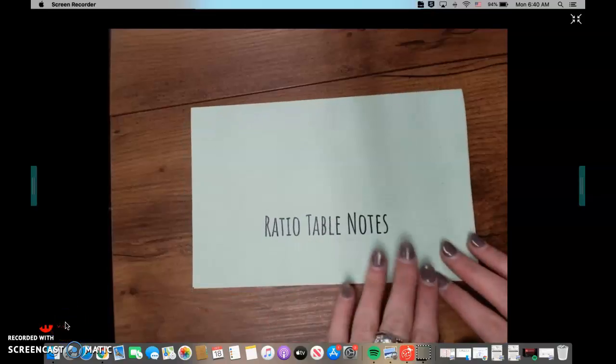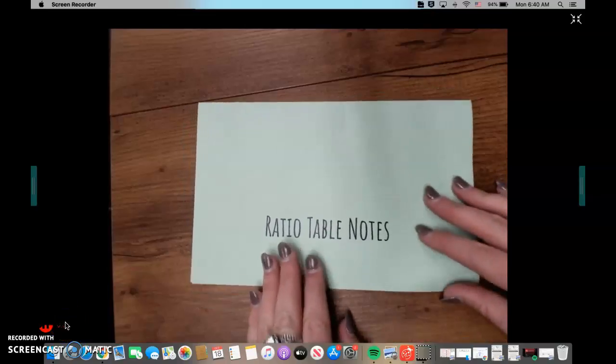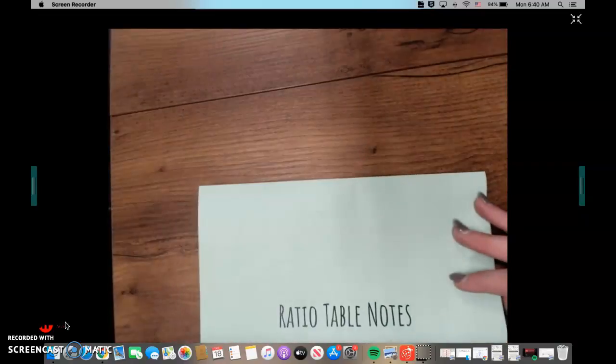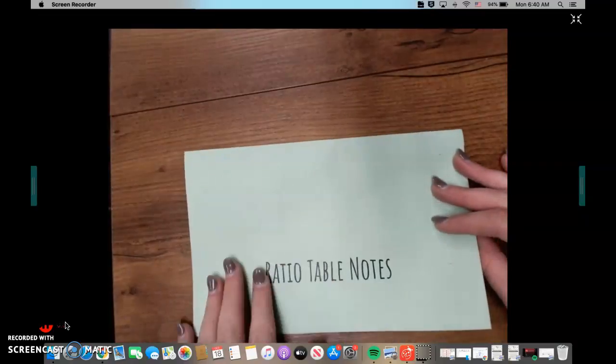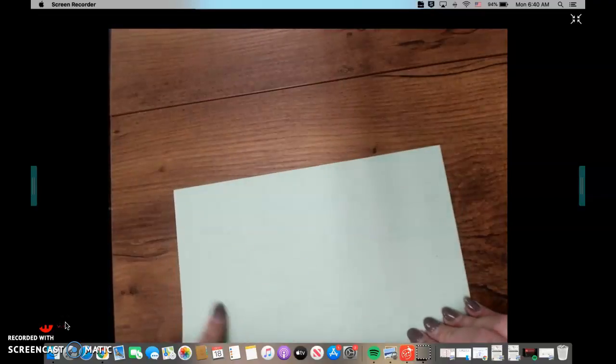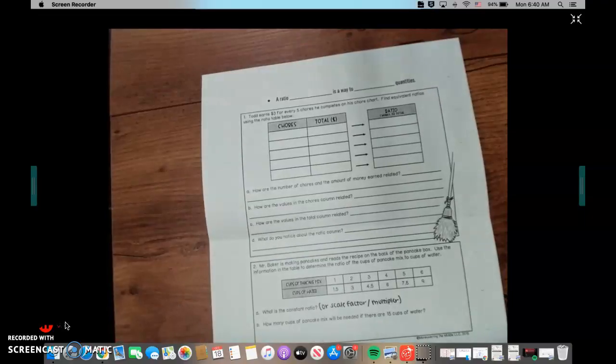Hi guys, we're going to go ahead and start with our ratio table notes today. So you're going to get a sheet that looks like this. Go ahead and just fold it in half, hamburger style, and then when we're done, glue the back of it inside your notebook. So let's take a look at this. Go ahead and open it up to the very first page.